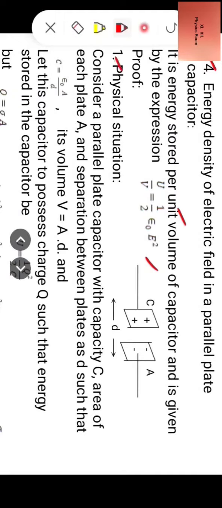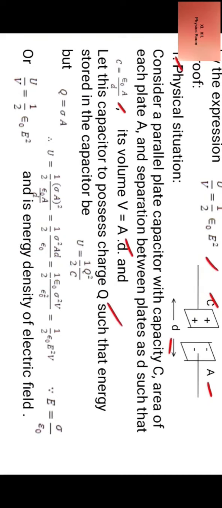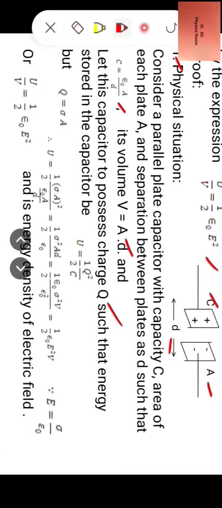First we develop the physical situation. Consider a parallel plate capacitor with capacity C, area of each plate A, and separation between the plates d, such that C is equal to epsilon 0 A by d. Its volume V is equal to A into d. And let this capacitor possess charge Q such that the energy stored in the capacitor is U equal to half Q square by C.